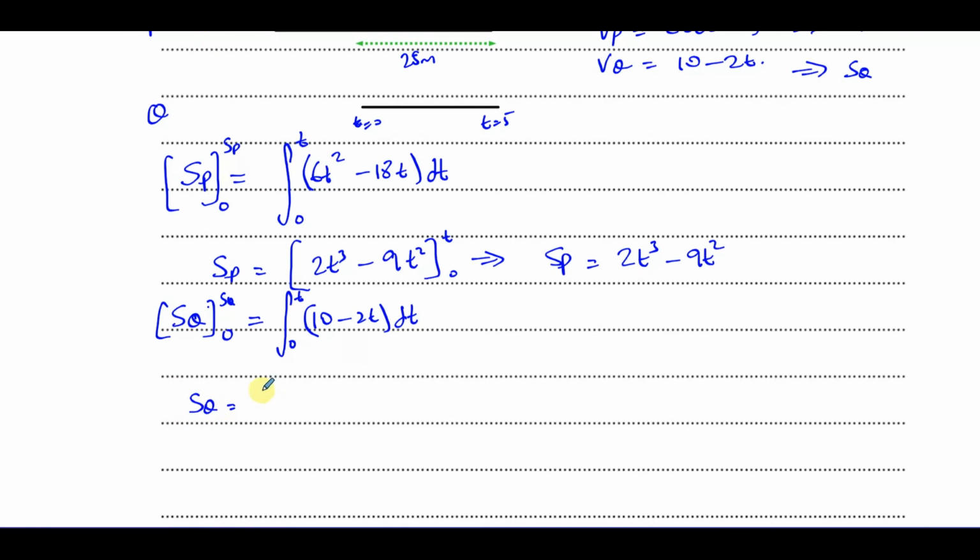s_Q is equal to, integrating this, the 10 will gain a t, and the 2t will become 2t squared over 2, which is minus t squared. I have my limits of t and 0, so s_Q is going to be 10t minus t squared, minus 0. So that's an expression for the displacement of P, and that's an expression for the displacement of Q. Basically, the plus C was 0 in both cases.